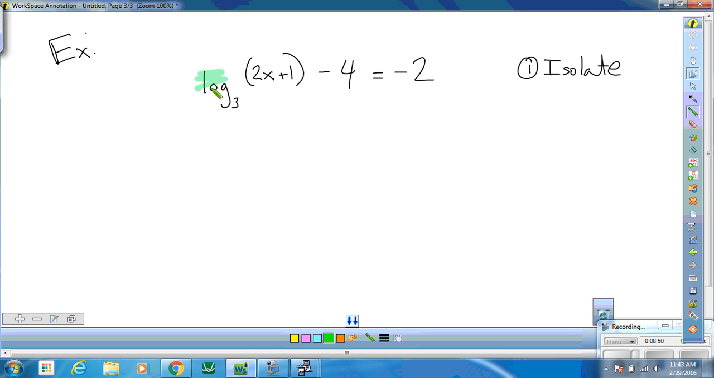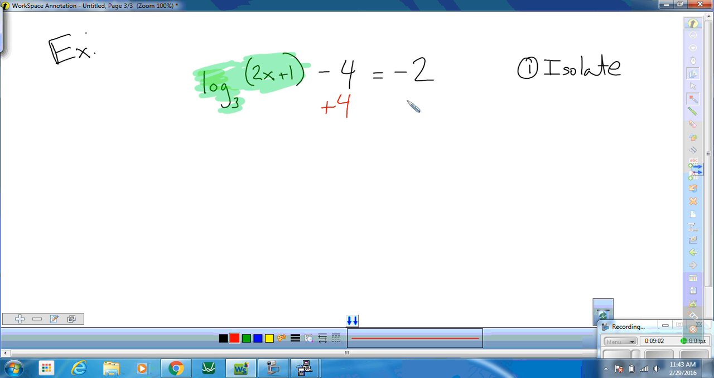So what is the log? Here's log, and here's what's inside of the log. So this is the log and what's inside of the log. So the only thing I really have to get rid of in this problem is the minus 4. So if I add 4 to both sides, all right, so those will cancel out. I will have log base 3 of 2x plus 1 is equal to positive 2.